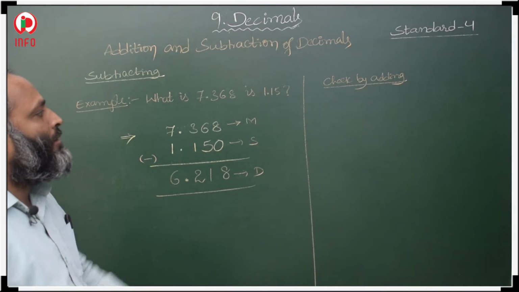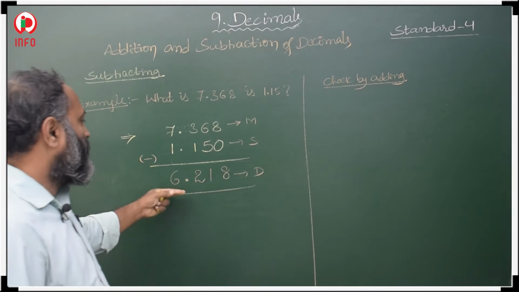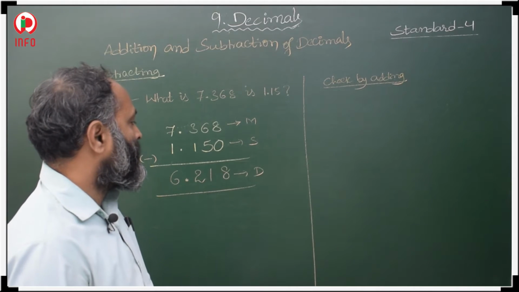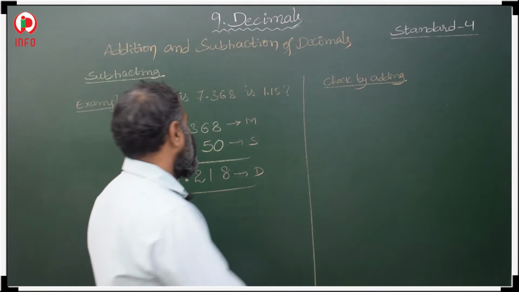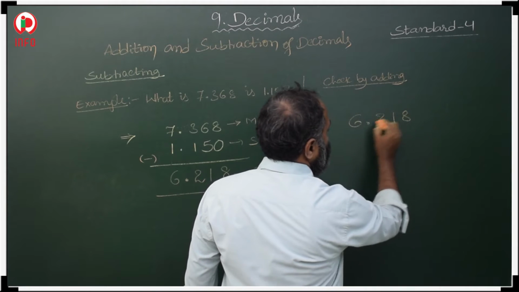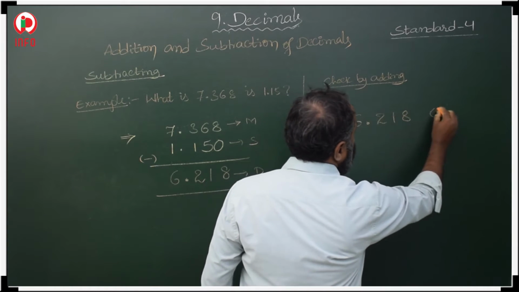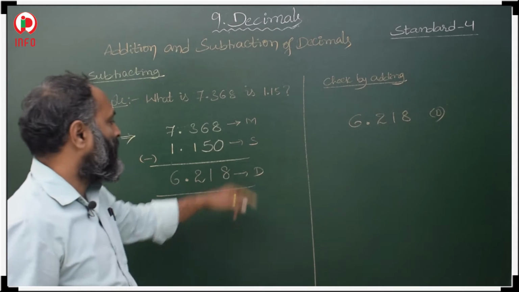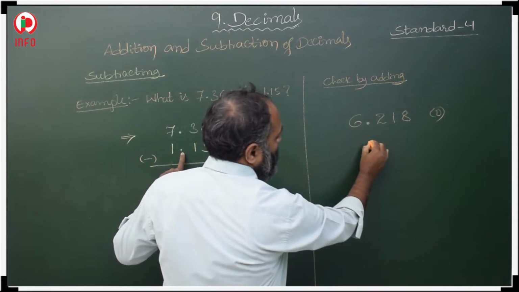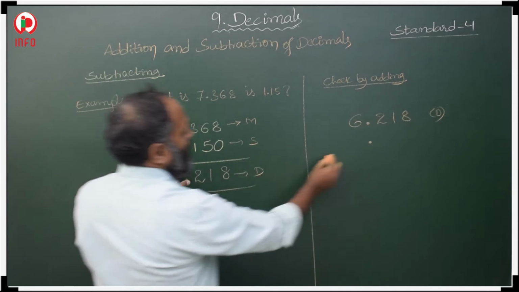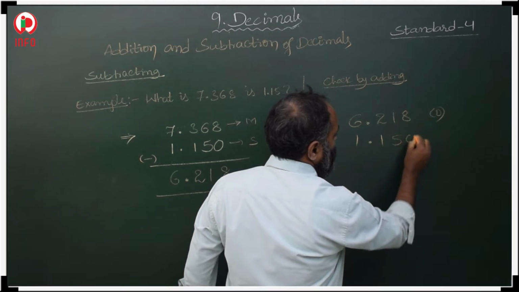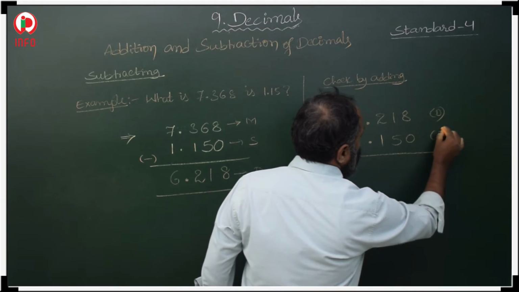Okay. Now check by adding. Whether your answer is correct or not, we have to check by adding. How to check? First we have to take the difference. What is the difference here? 6.218. So first we take the difference, then after that the subtrahend. What is the subtrahend? First we take the decimal point, and before it 1 is there, then 150 after. This is the subtrahend. Now you add.